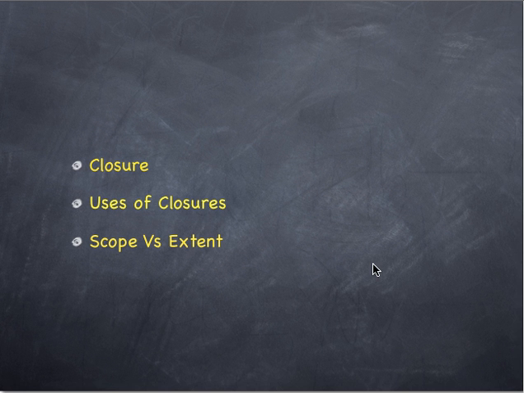So we have seen what closure is, what the uses of closures are, why we need them, why we need these functional programming concepts like closures, why we can't we just use procedural programming. The uses of closures give you three distinct advantages, as we saw, and scope versus extent.